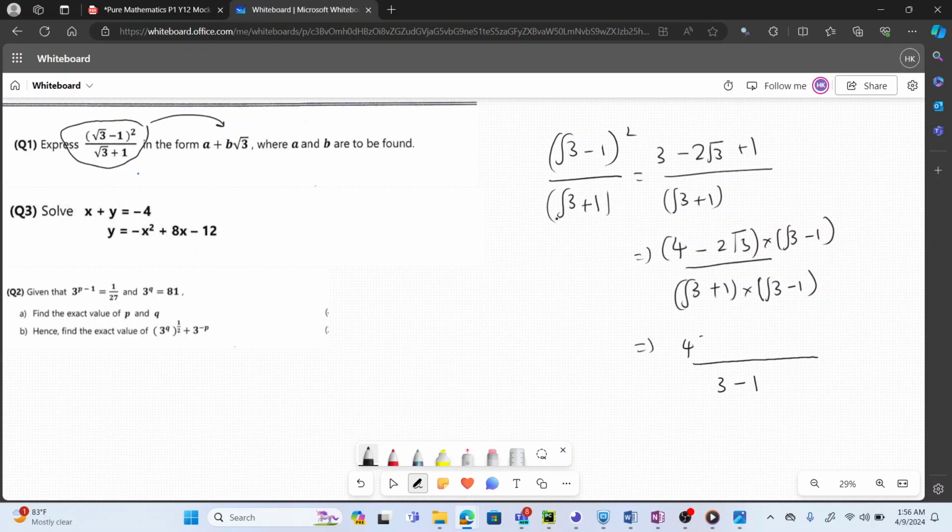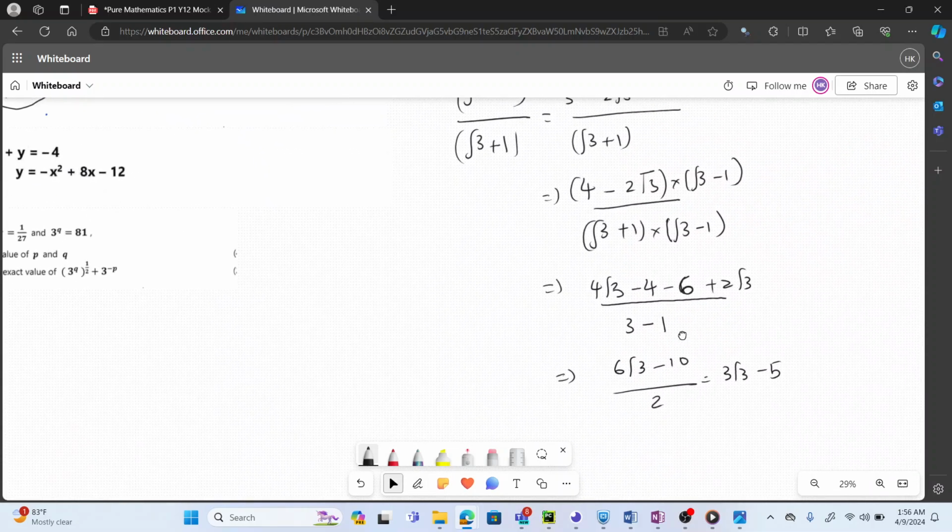And if I simplify the numerator, you will get 4 root 3 minus 4 minus 2 times root 3 times root 3, which is 6, plus 2 root 3. Then if I simplify this a bit more, you will get 4 plus 2 root 3, which is 6 root 3 minus 10, divided by 2, which will be 3 root 3 minus 5.